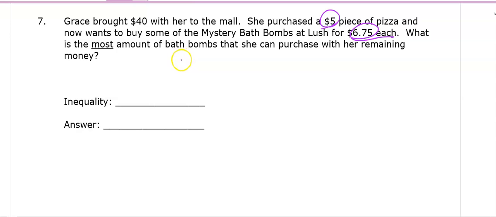Okay, so $40. So let's talk about what she wants. She wants $6.75 each for the bath bombs, plus the $5 she already spent. Now, some of you might look at this and actually go, well, now she only has 35 left. And I'm okay if you realize that it's 6.75x less than or equal to 35, because that's what you're going to end up doing as you're solving the problem. So let's go over here and write it.